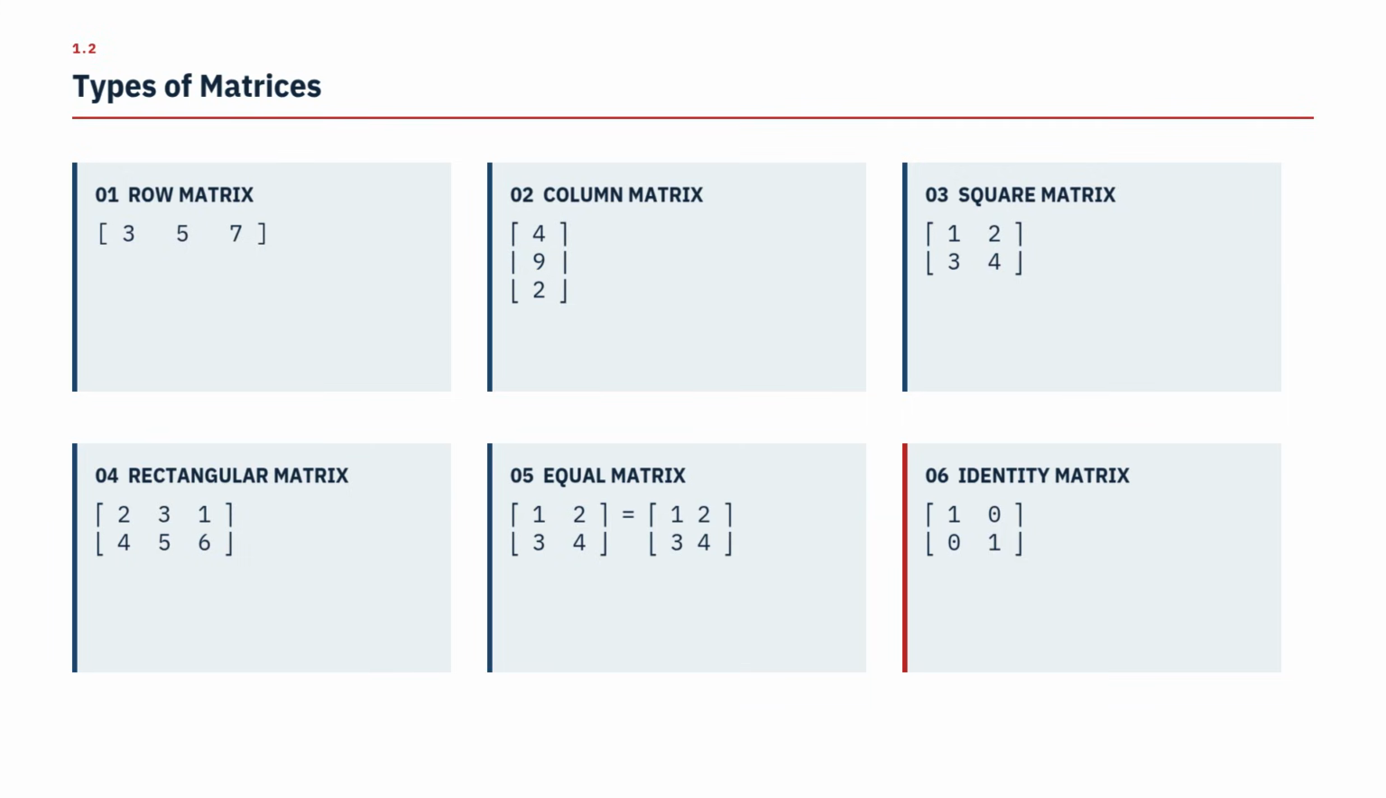Fifth is the equal matrix. Two matrices are equal when they have the same order and the same elements in the same positions. Finally, we have the identity matrix. This is a square matrix where the main diagonal contains 1 while the other elements are 0. So these are the six basic types of matrix.